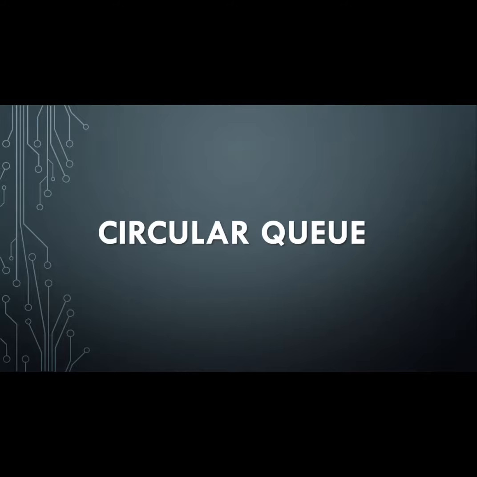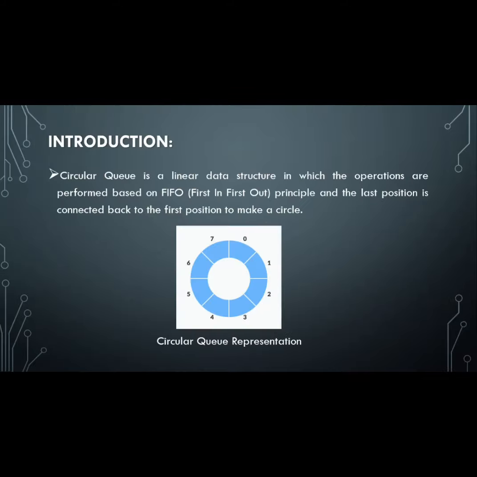Now, what is a circular queue? A circular queue is a linear data structure in which the operations are performed based on FIFO, first in first out principle, and the last position is connected back to the first position to make it look like a circle. In circular queue, the rear end is connected to the front end. Here is a picture which represents the visual representation of a circular queue using array.